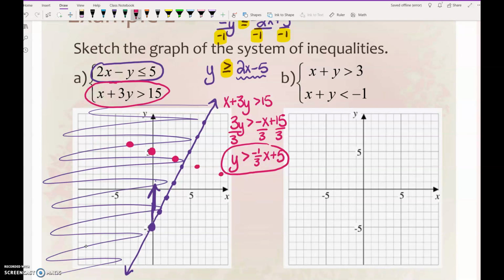Okay, does this one need to be solid or dashed? Dashed. And we need to shade greater than. So if I put my pencil on the 5, 6, 7, 8, that's greater than. So we're going to shade this upper part, which means our final solution area is this upper left chunk of the graph.